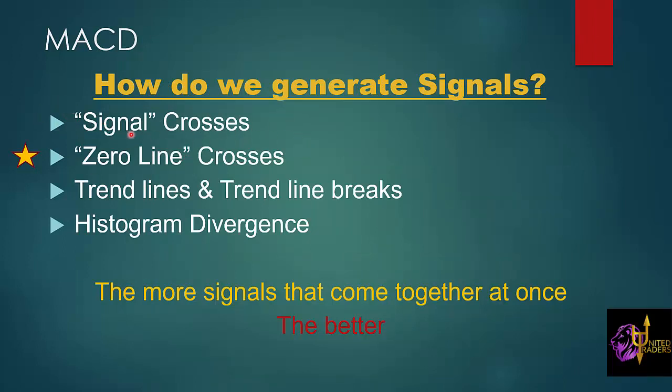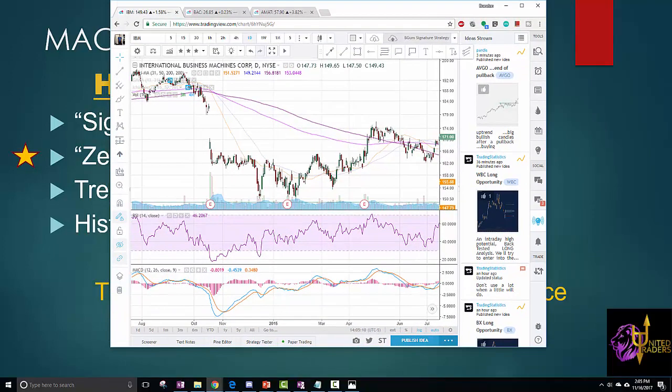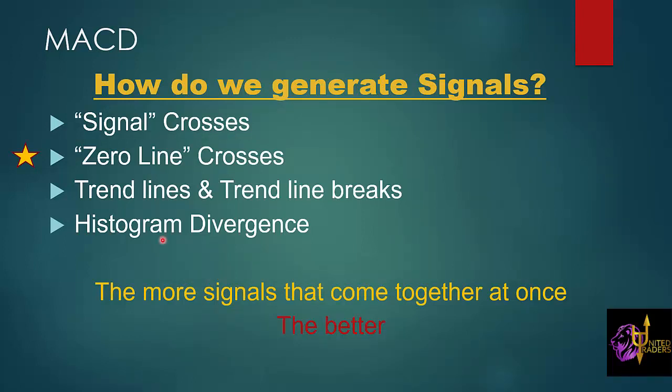My favorite is to look for zero line crossings. That's when the MACD, you can see down here, we have a y-axis scale. If we cross this zero line right here, that's what I really am looking for most of the time. We also can use trend lines. We literally can connect trend lines on the MACD. And we're also looking for histogram divergence, and we'll talk all about this in the coming moments. The more of these signals that come together at the same time, the better. We just have better odds when that happens.